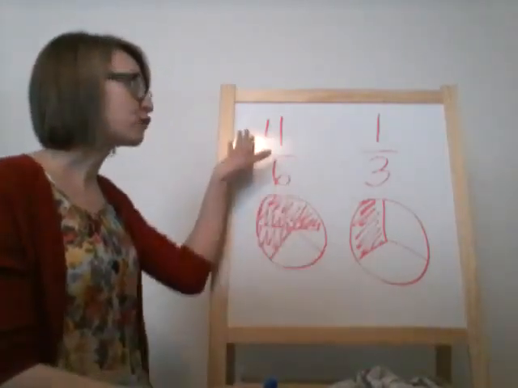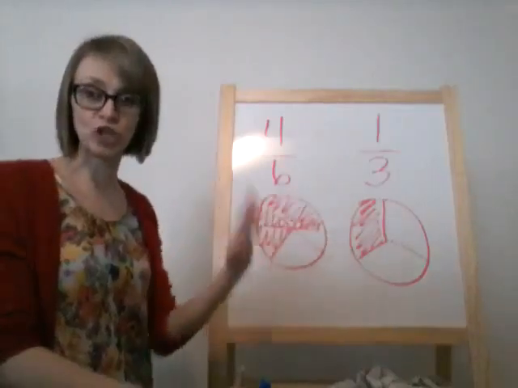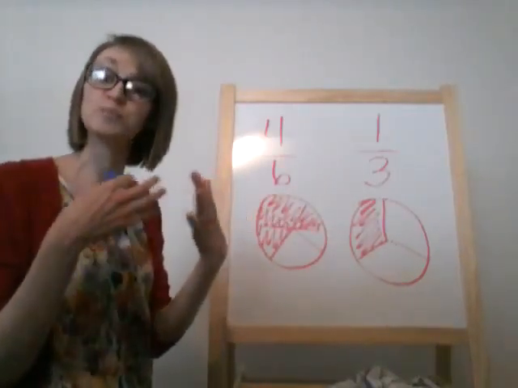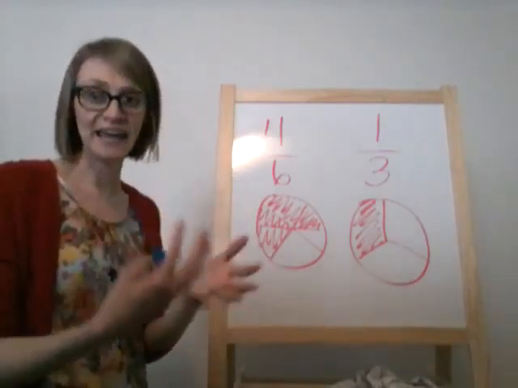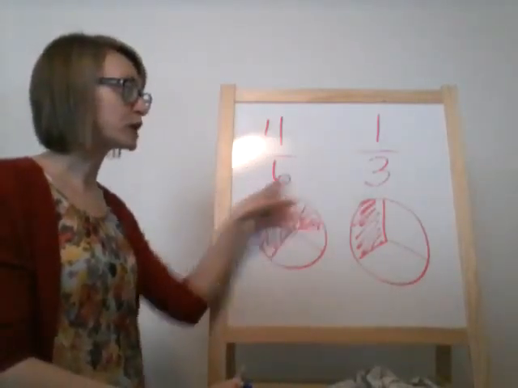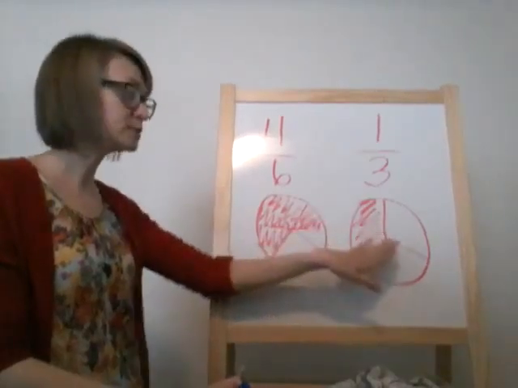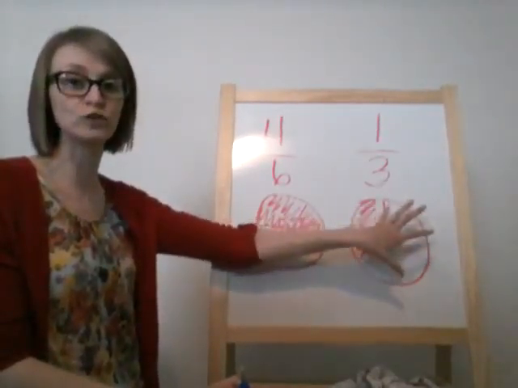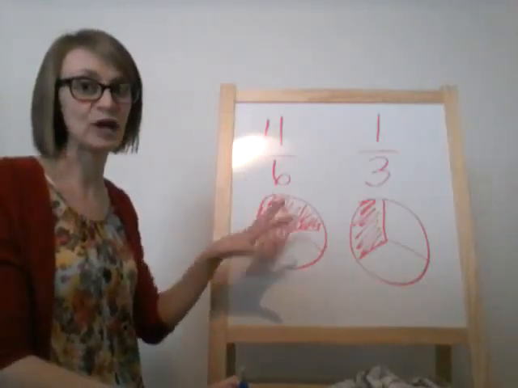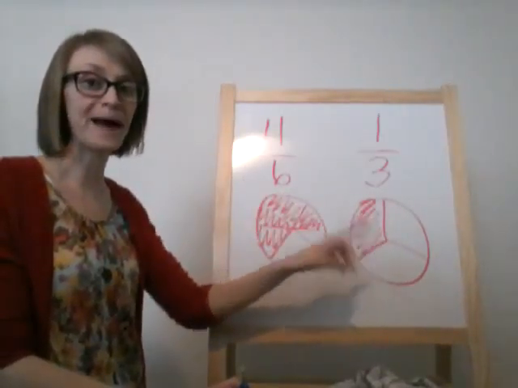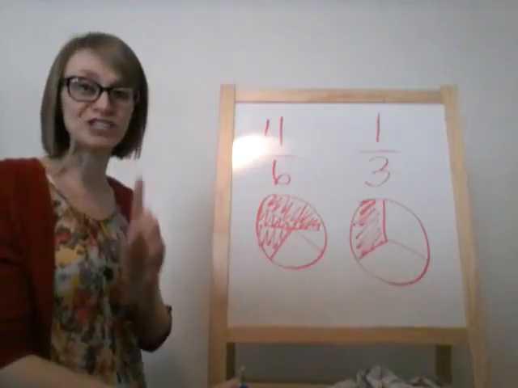So if we're looking at 4/6 and 1/3 and we're trying to decide which one is bigger or greater, what we want to look at first is the number of pieces. These pieces are bigger because this whole is only split into 3 equal pieces and this whole is split into 6 pieces. So these pieces are bigger, but you don't want to just count on that.